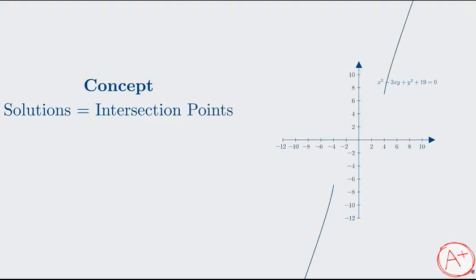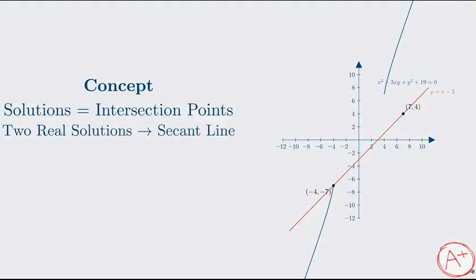Visually, the solutions we just found represent the exact points where the line and the curve meet. The red line, y equals x minus 3, passes through the branches of the blue curve at two distinct points. Whenever we solve a system like this and obtain two real solutions, it means the line is a secant, cutting the curve twice. Notice that the algebra matches the geometry perfectly. The coordinates 7, 4, and negative 4, negative 7 are the intersections visible on the Cartesian plane.